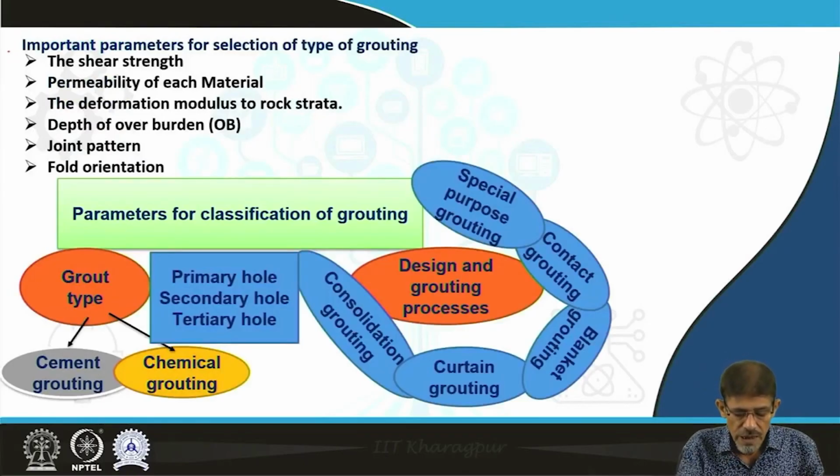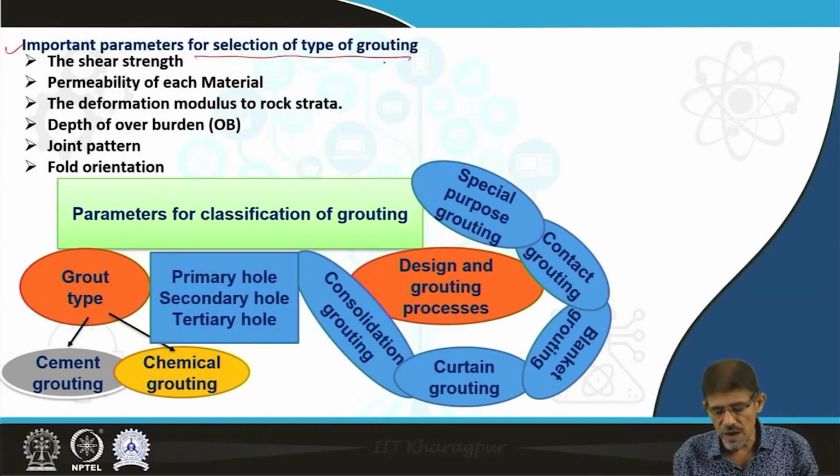Friends, for selection of grouting types in detail, it is required to assess the shear strength of rock strata, the permeability of rock strata or geomaterials or geoground like soil mass, etc. Then the deformation modulus of rock strata, then the depth of overburden lying over the rock strata, then the discontinuity patterns and the foliations present in rock strata, which affect the joint pattern or discontinuity pattern of the area.